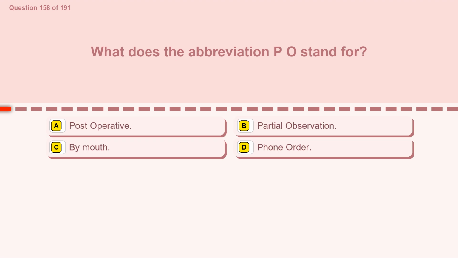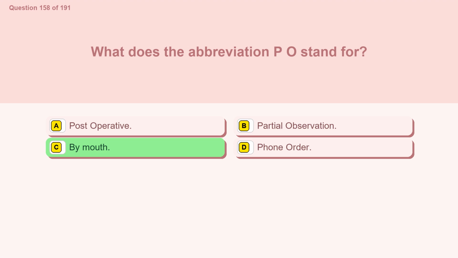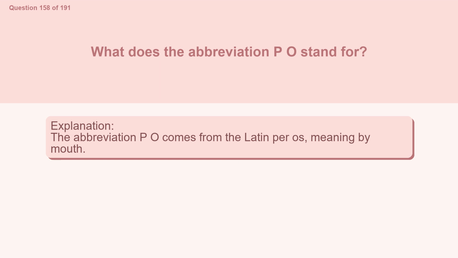Question 158. What does the abbreviation PO stand for? Option A, postoperative. Option B, partial observation. Option C, by mouth. Option D, a phone order. The correct answer is option C, by mouth. The abbreviation PO comes from the Latin per os, meaning by mouth.